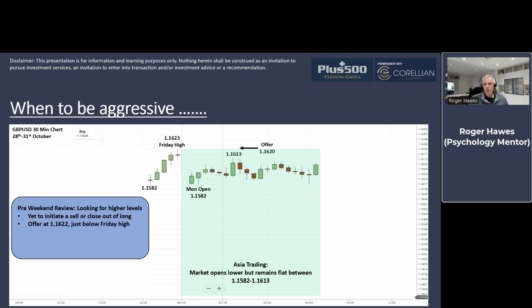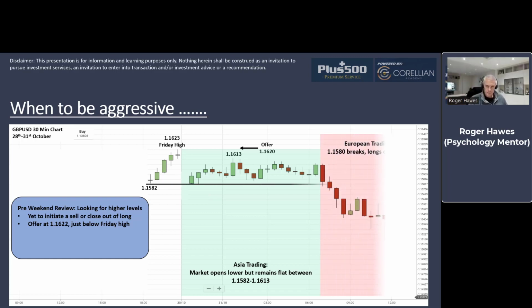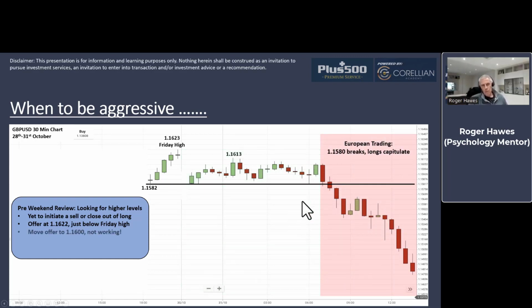But here's the rub. As the market moves into Europe, all of a sudden, potentially we've broken a bit of a support level there at 115.82 from a previous high. And all of a sudden the market starts accelerating. Increased volatility comes in. We've got a major reversal of the previous move.